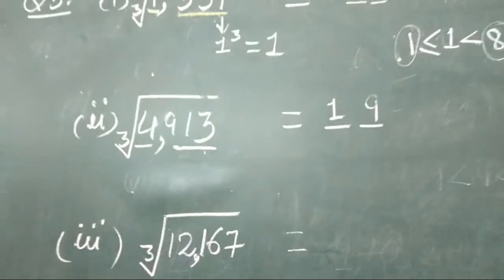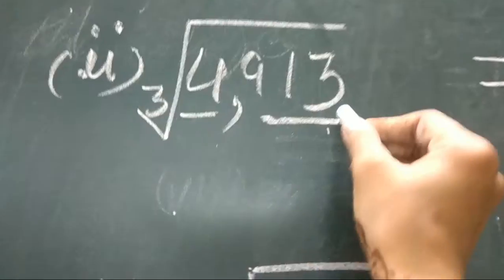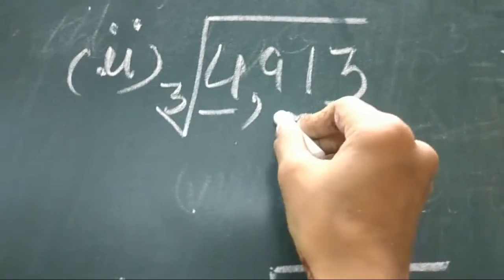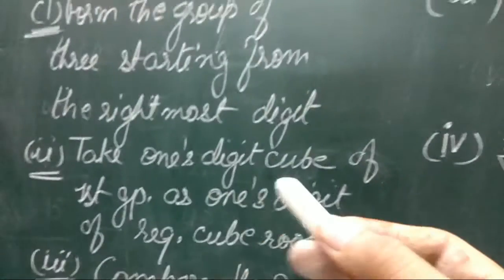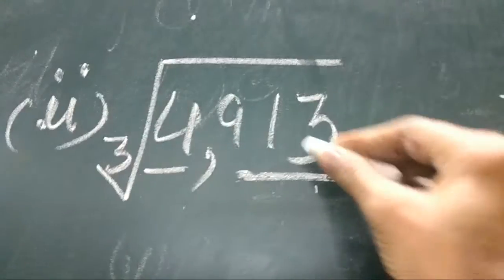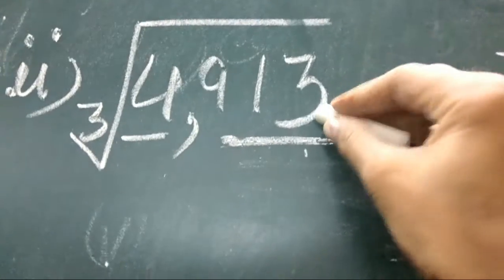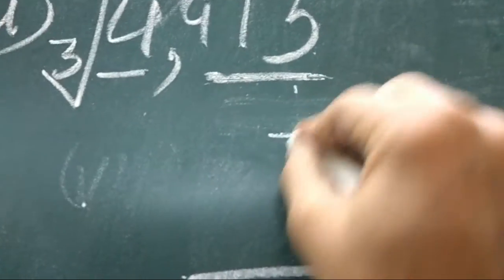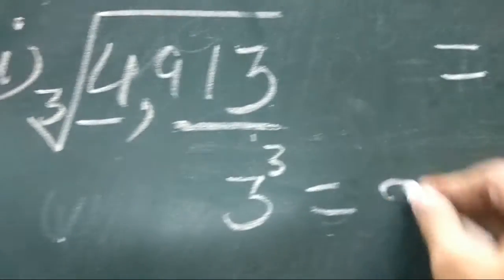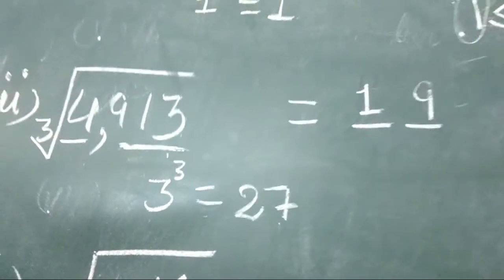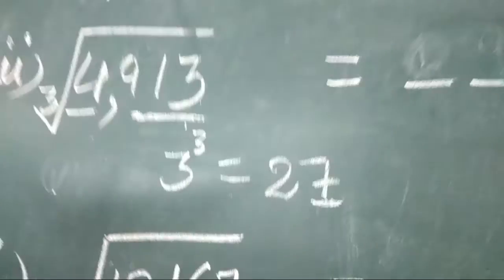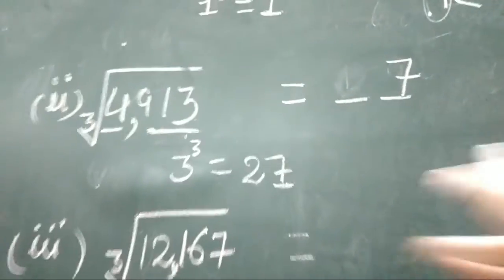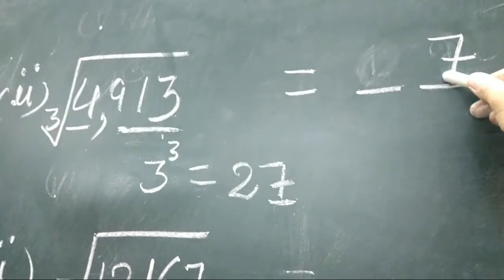So now let us practice the second one. First of all, make 2 groups starting from the right. The first group will become 913. The second carries only one digit, 4. Now the second step is to take the cube of the ones digit. So tell me, this is the first group, what is its ones digit? It is 3. Take its cube. Its cube is 27. So take out its ones digit as the ones digit of our desired answer, right? From the first group's ones digit, you will get the ones digit of the desired answer.